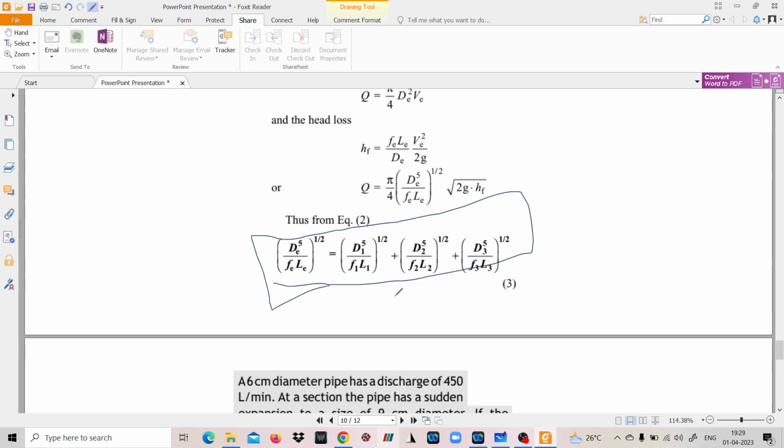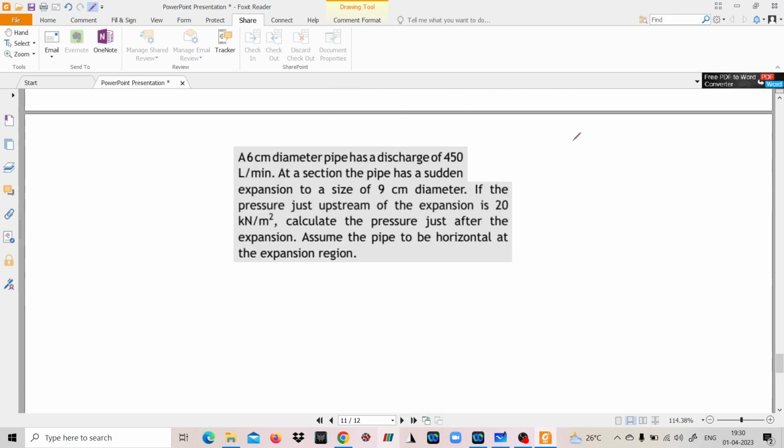You should know the significance of pipes in series and pipes in parallel. Again, a point that you need to remember, you should practice some problems and have a thorough idea related to pipes in series and pipes in parallel. Let us move to the last problem for this session.